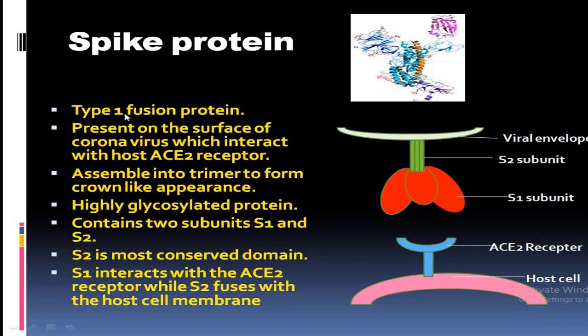So next is the spike protein. Spike protein is a type 1 fusion protein, and the characteristic of this type 1 fusion protein is the presence of alpha helices, and this spike protein interacts with the ACE2 receptor. The spike protein has two subunits, the S1 subunit and the S2 subunit. The S1 subunit has the receptor binding domain through which it interacts with the ACE2 receptor. The S2 domain is the most conserved domain. Here the spike protein assembles into a trimer to form the crown-like appearance. It is a highly glycosylated protein, and the glycosylation is mostly N-linked glycosylation.